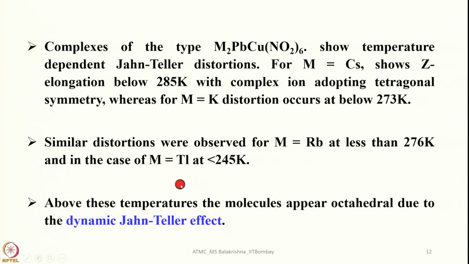Above these temperatures the molecules appear octahedral due to the dynamic Jahn-Teller effect. So, at low temperature the splitting happens, tetragonal distortion happens, but at higher temperature it does not happen. This is called the dynamic Jahn-Teller effect. Let me stop here and continue the discussion on Jahn-Teller distortion in my next lecture. Until then, have an excellent time reading about crystal field theory.